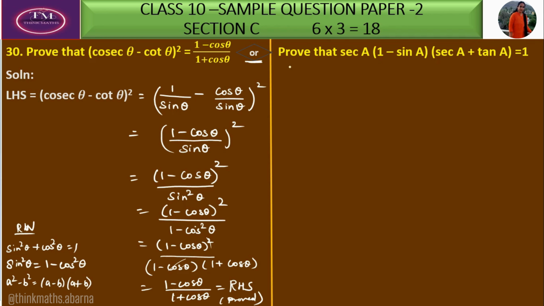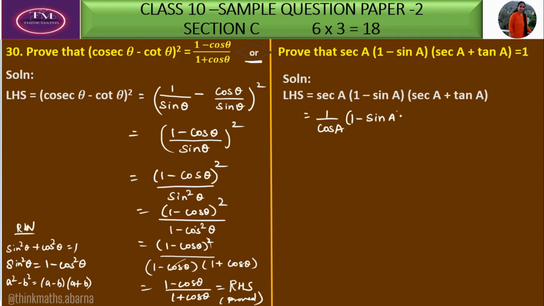Okay. In the same way, we have to prove the choice part. What is in the choice part? It is given that secant A into (1 minus sin A) into (secant A plus tan A), and we have to prove it as 1. So let us take the LHS and get the RHS. Now I am going to convert everything to sine and cos form. What is secant? It is 1 by cos A. Keep the 1 minus sin A as such. Now secant A is 1 by cos A. What is tan A? It is sin A by cos A.